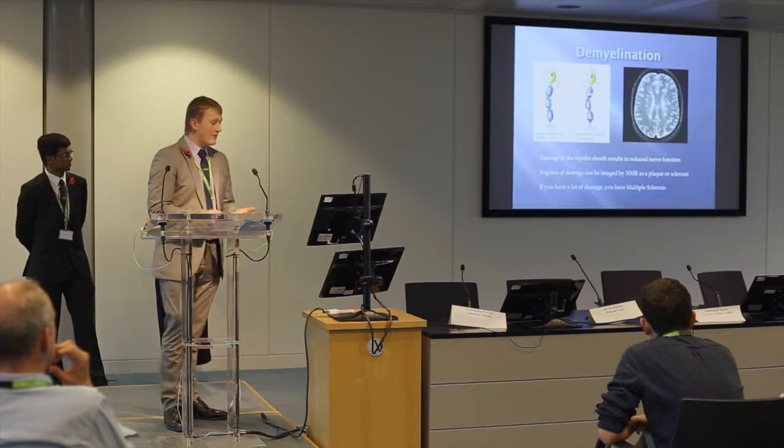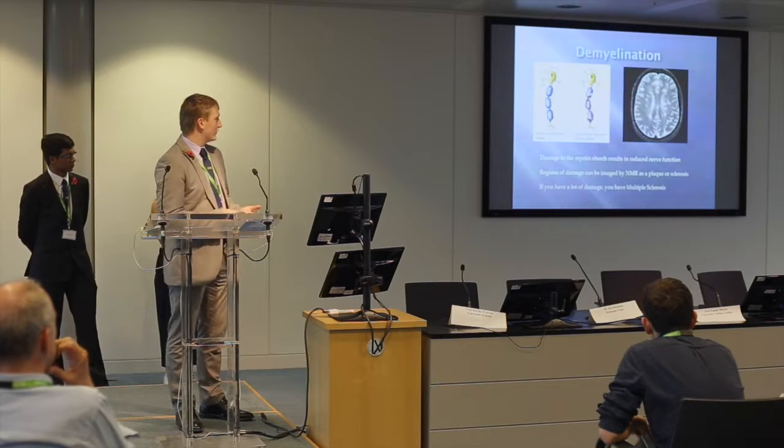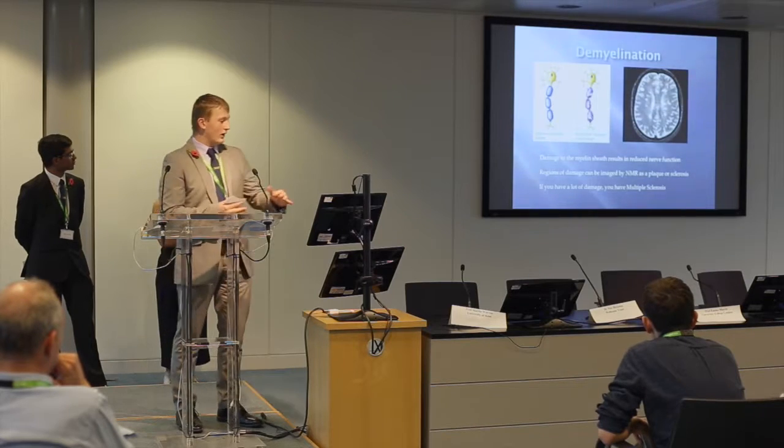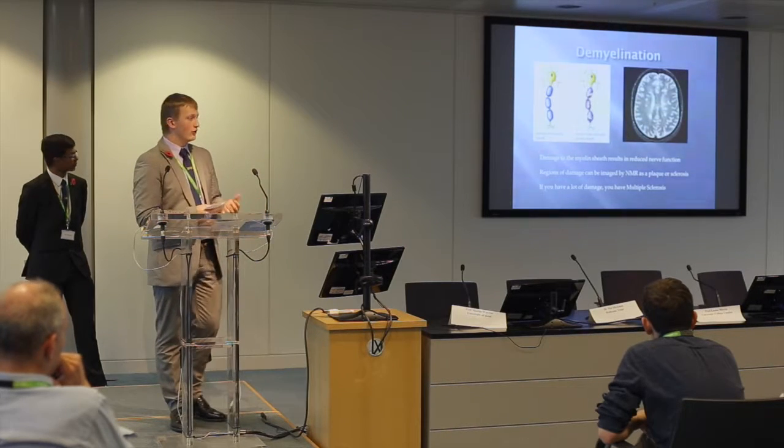On the right is an MRI scan of a patient suffering from multiple sclerosis. As you can see, at several points you have these white spots. These are called plaques or scleroses, which is where the myelin sheath has been damaged and nerve impulses are no longer being transmitted. If you have several of these plaques or scleroses, you have multiple sclerosis.